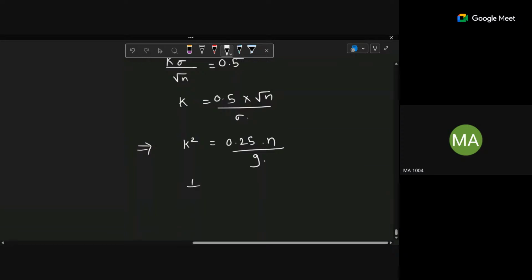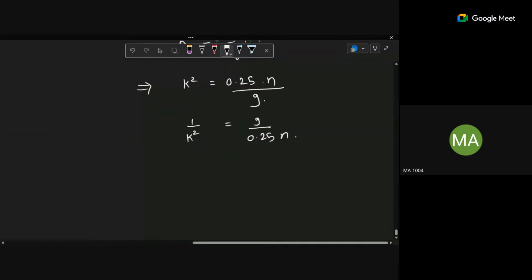But we want 1 upon k square, so that will be 9 upon 0.25 n, isn't it? And now you just divide 9 by 0.25, we'll get 36, right? Yes. 36 upon n. So this will be my 1 by k square.